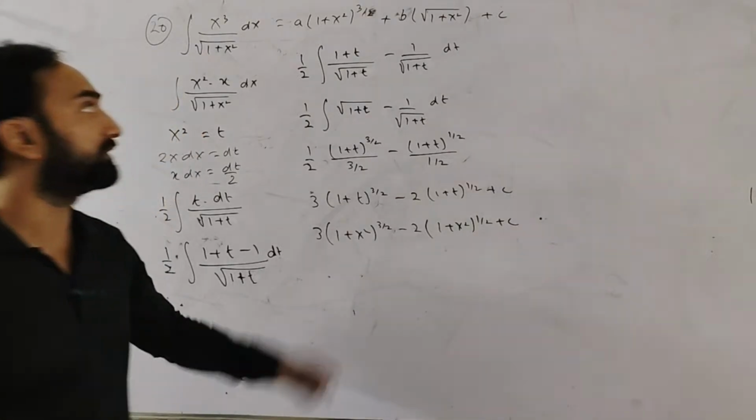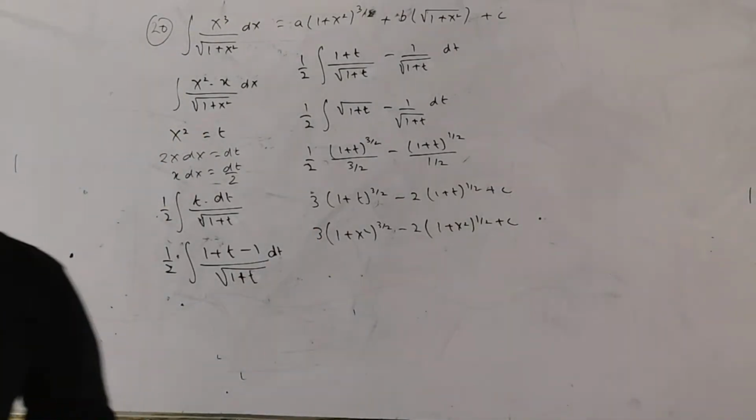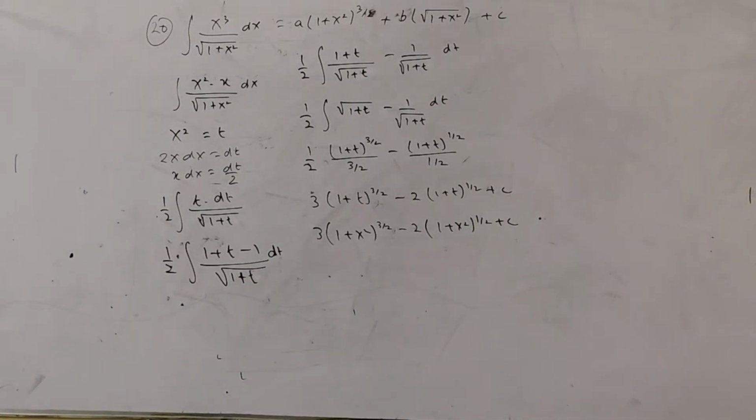Now you compare it with this. If I compare it with this, how much are we getting? Is there a 2 anywhere? B should come how much?